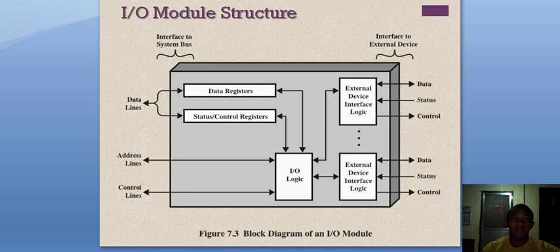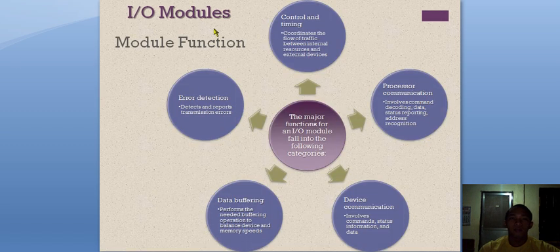Okay, thank you everyone. I hope you understand the input-output module structure and input-output module functions. Remember, there are 5 major functions of an input-output module: control and timing, processor communication, device communication, data buffering, and error detection.